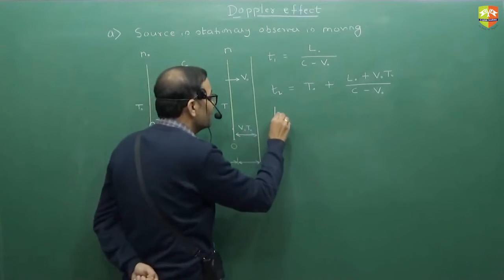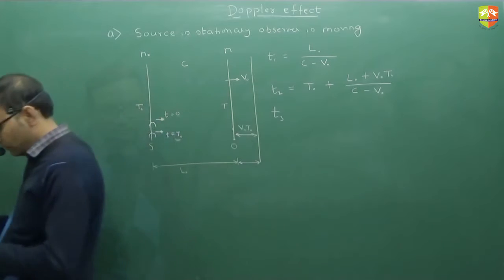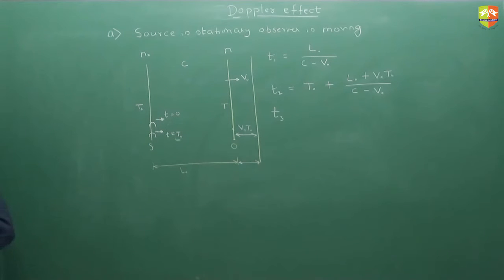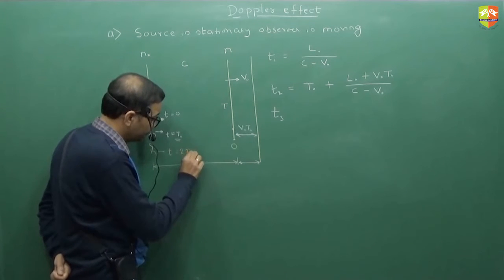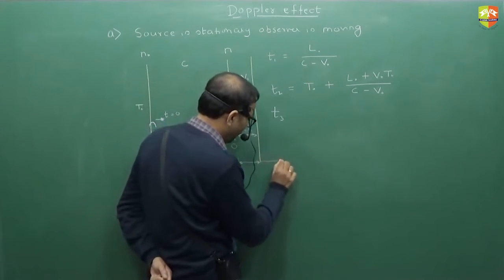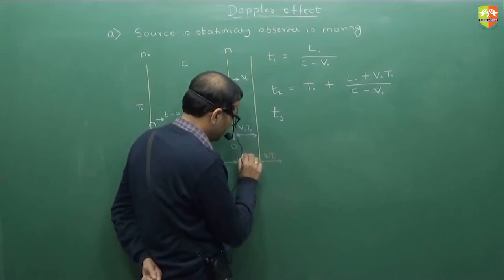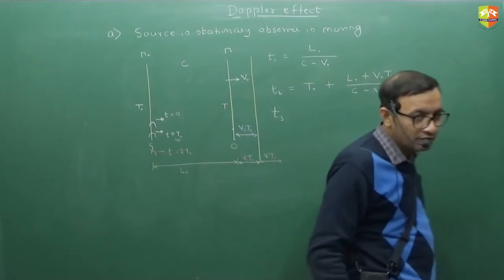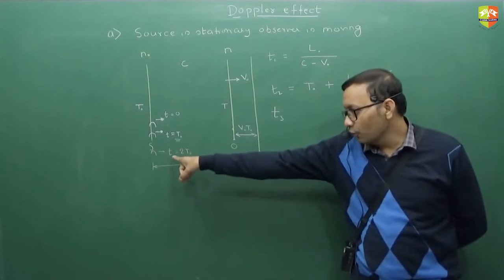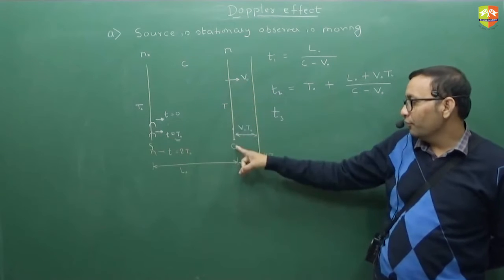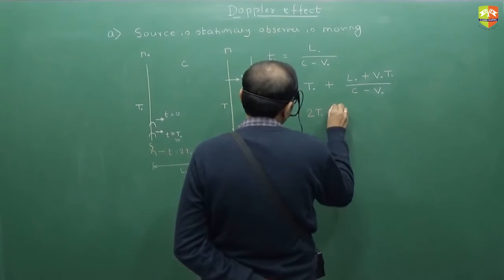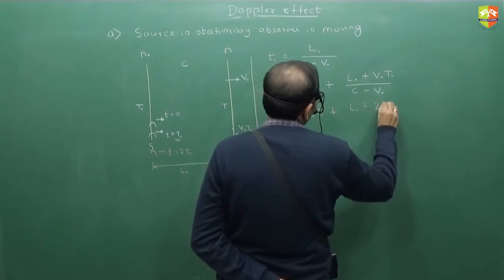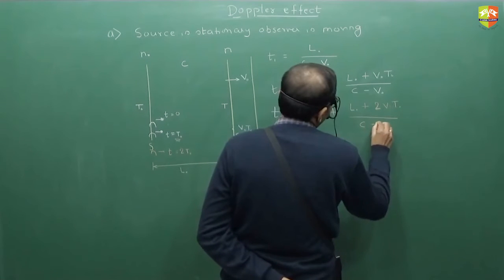Okay, now let's find out t3. So the third pulse will leave from here at what time? t equal to 2 t naught. How much has the observer moved further? V naught t naught more. It is moving with constant velocity V naught. So by the time the third pulse is thrown from here, the observer would have moved 2 V naught t naught in total distance. So t3 would be 2 t naught, which is gone, plus L naught plus 2 V naught t naught divided by C minus V naught.